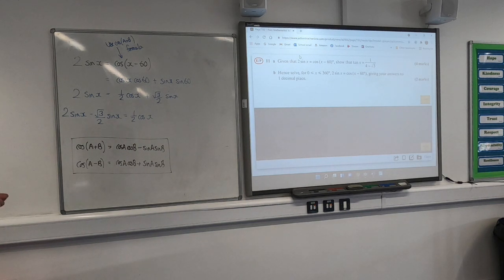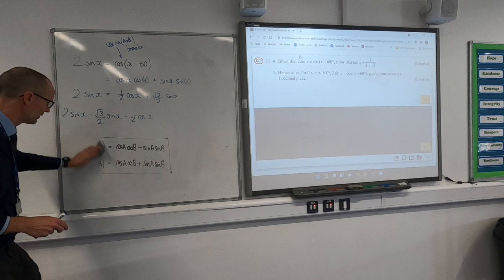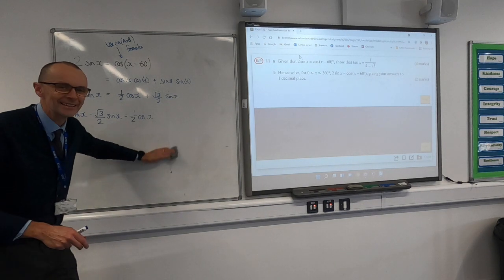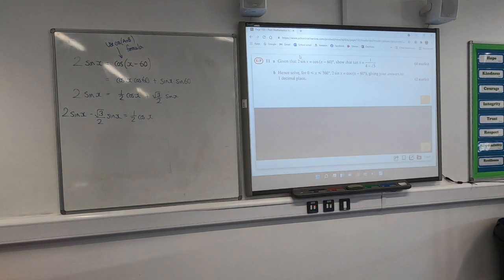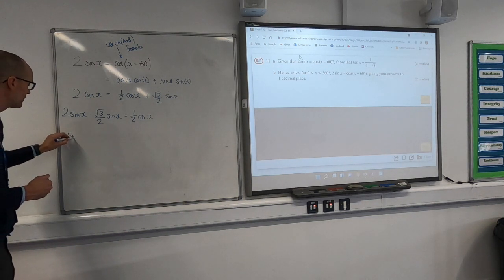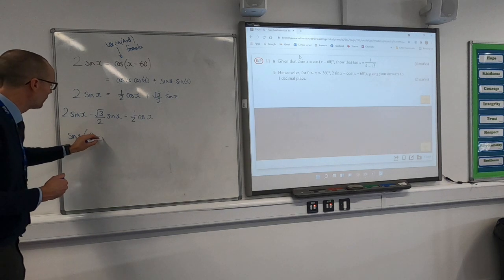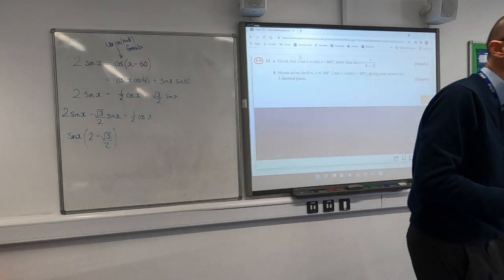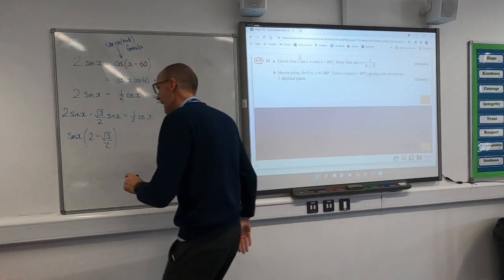And here's my favourite maths trick. Well, no, it's not my favourite. It's one of my favourites. Grace, what am I about to do? If I factorise the left-hand side, all of a sudden 2 sine x's become 1 sine x. The hairs are standing up on the back of my neck. It's such a good trick, isn't it? Such a good trick.